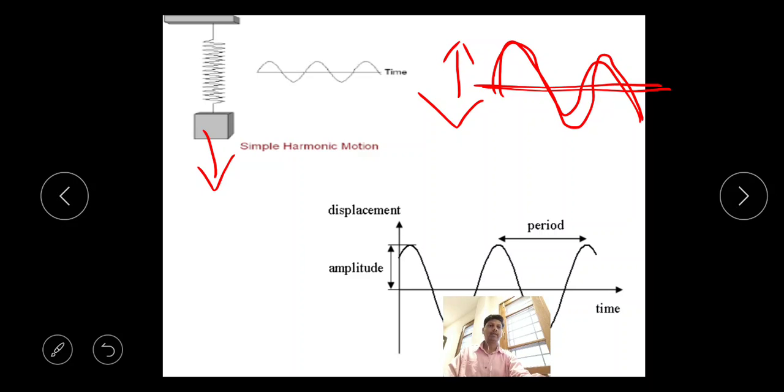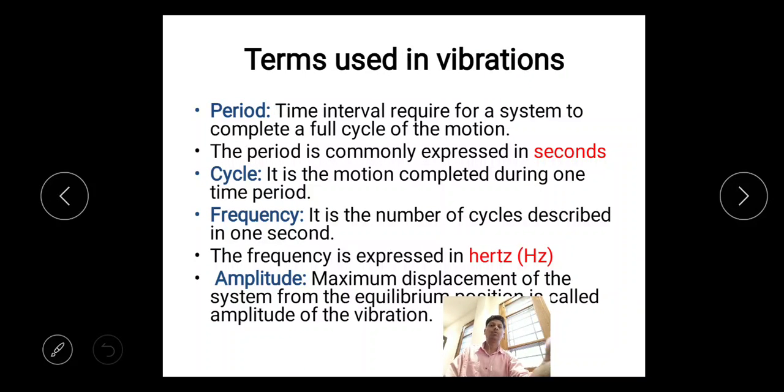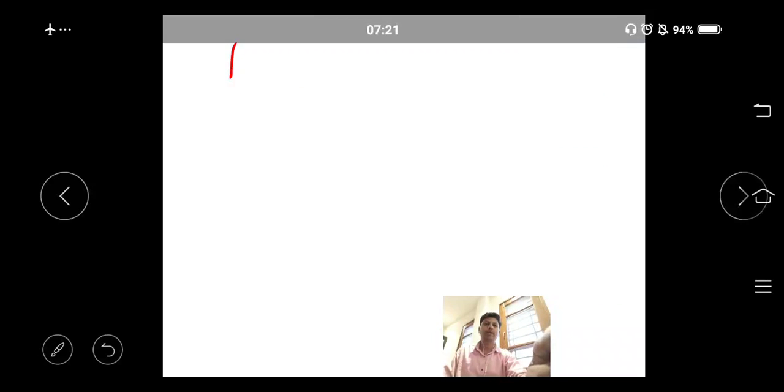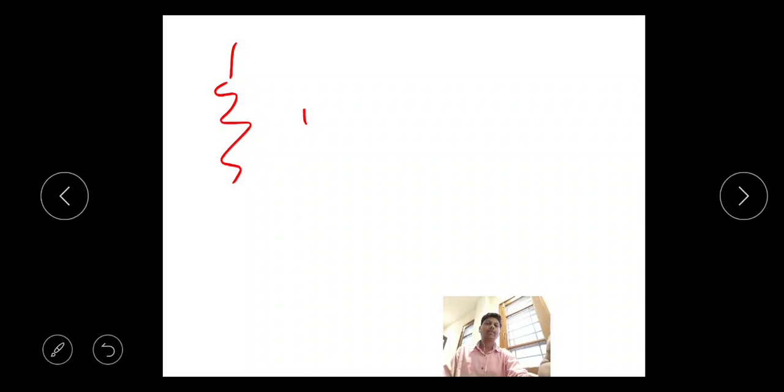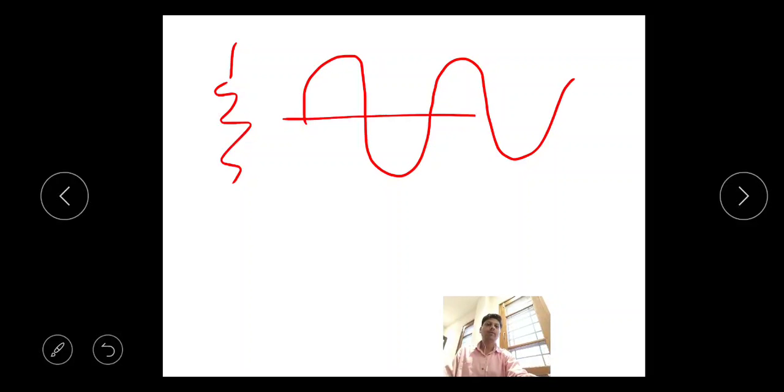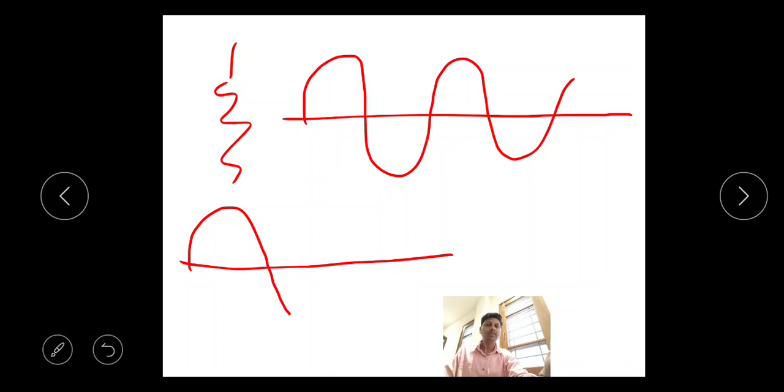Okay, so then we have discussed what all the terms are used in a vibration. If you take an example of a spring, this vibration can be given by this graph from the equilibrium position. Now we will discuss what all the terms are there in a vibration. If you consider one time period, whatever motion is completed in one time period is called one cycle. Okay, this is called one cycle.